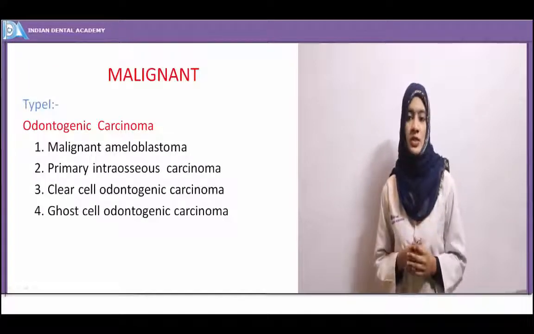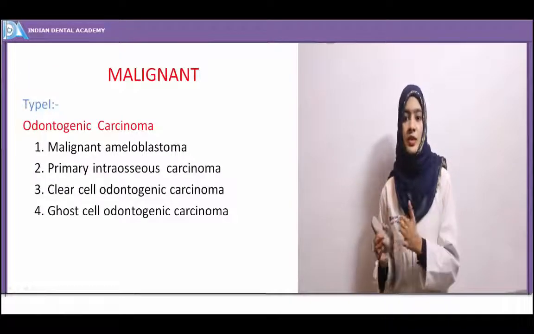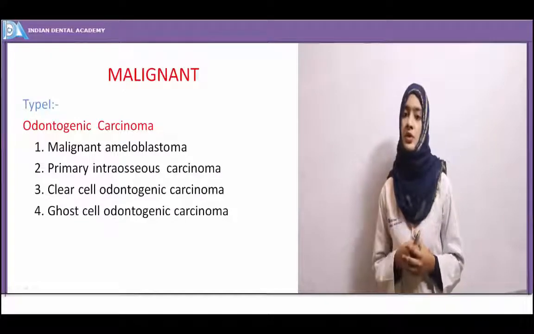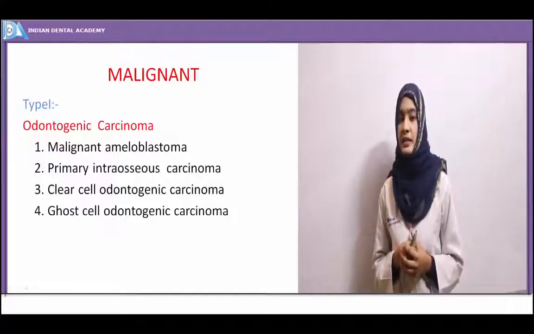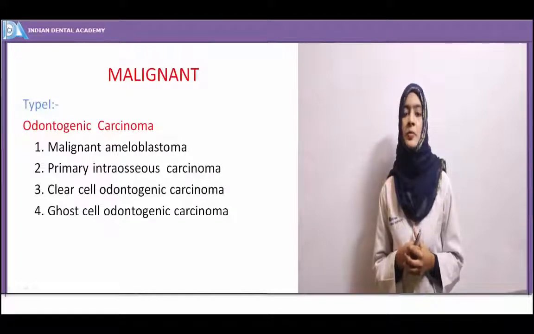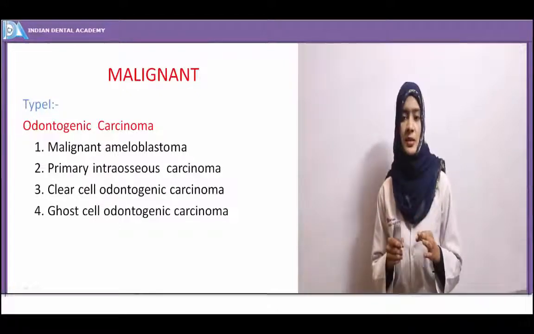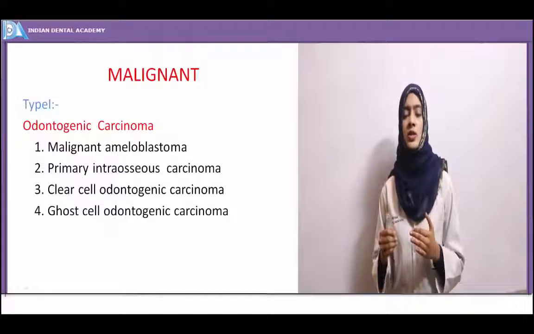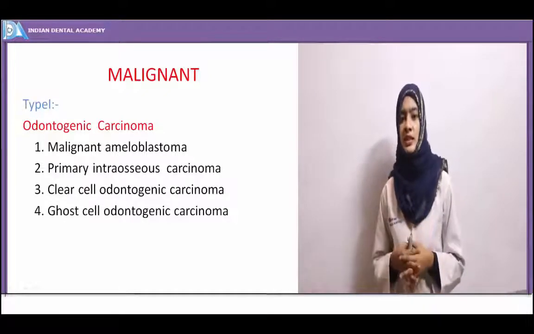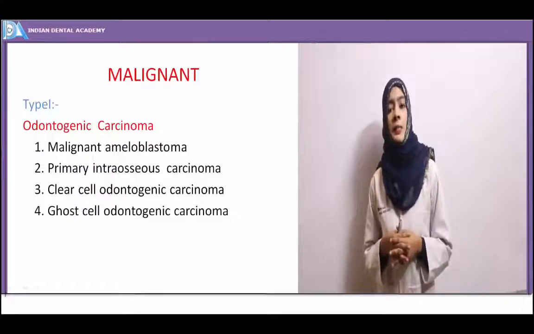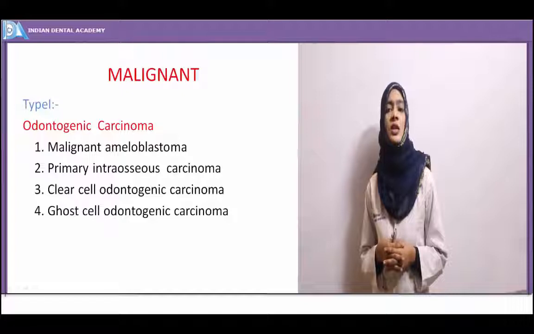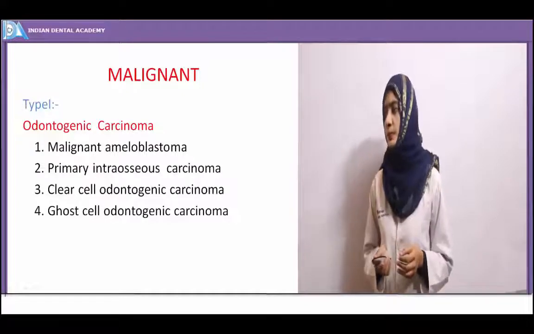Malignant tumors always still malignant denote the term carcinomatous. They are divided as type 1 odontogenic carcinomas. It is the malignant ameloblastoma. Ameloblastoma is almost always a benign neoplasm. Very rarely it shows the carcinomatous form. That is nothing but the malignant ameloblastoma. Primary intraosseous carcinoma, clear cell intraosseous carcinoma, and ghost cell odontogenic carcinoma.